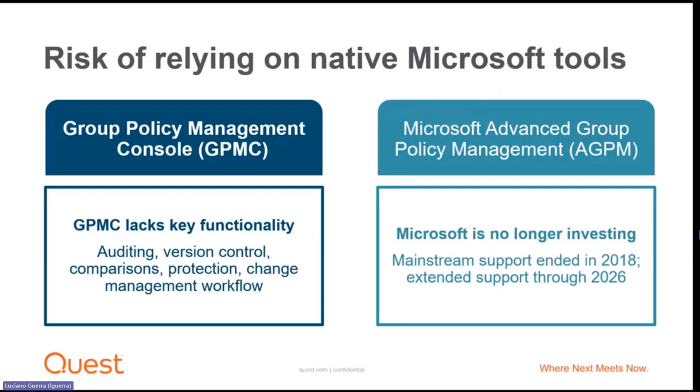time-consuming and expensive. Microsoft Advanced Group Policy Management extends the capabilities of the Group Policy Management Console to provide comprehensive change control and improved management for GPOs. However, even though it has a few similar features to GPO Admin, Microsoft ended mainstream support of the tool in 2018, and extended support ends in 2026.